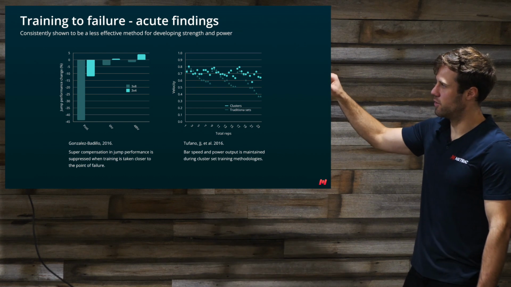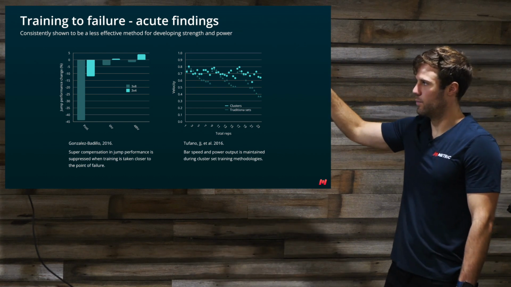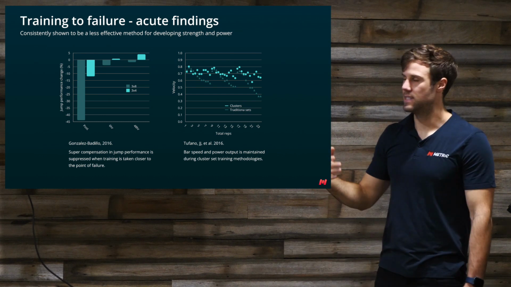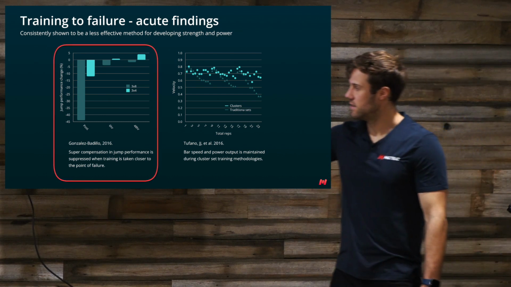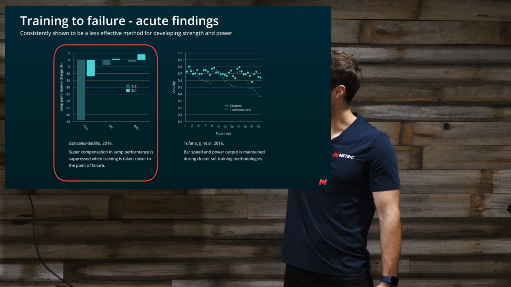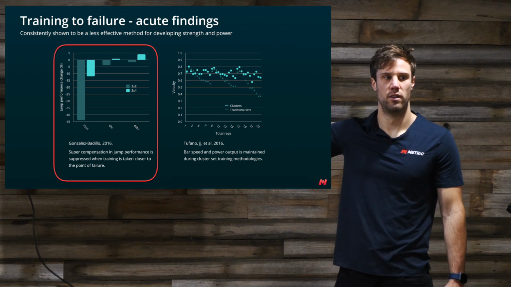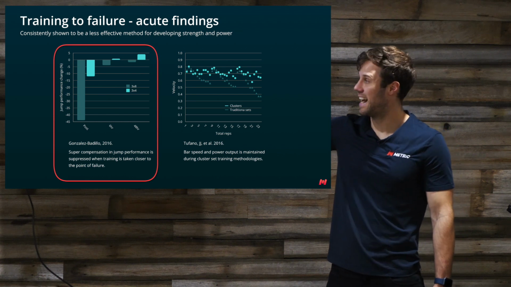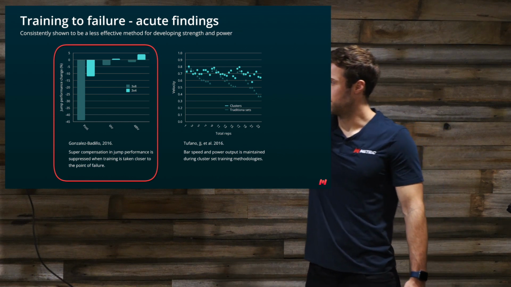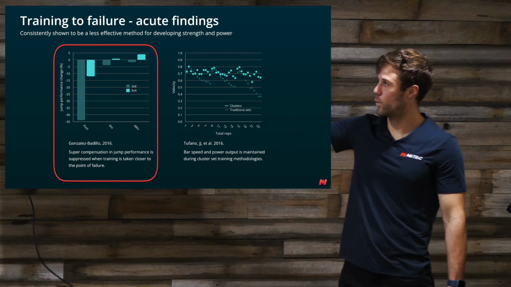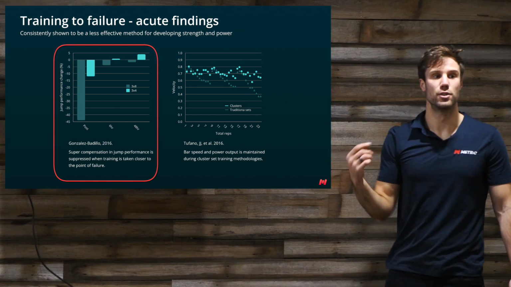Repeatedly, studies have shown that doing less work per set, but doing multiple sets that are easier, is the more optimal way to train. This is an acute training study where they looked at 48-hour jump performance in a 3x8 versus a 3x4 training protocol. They did half the amount of work, and you see significantly more fatigue in the 3x8 group immediately post-session. 48 hours later, that 3x8 group is still suppressed.